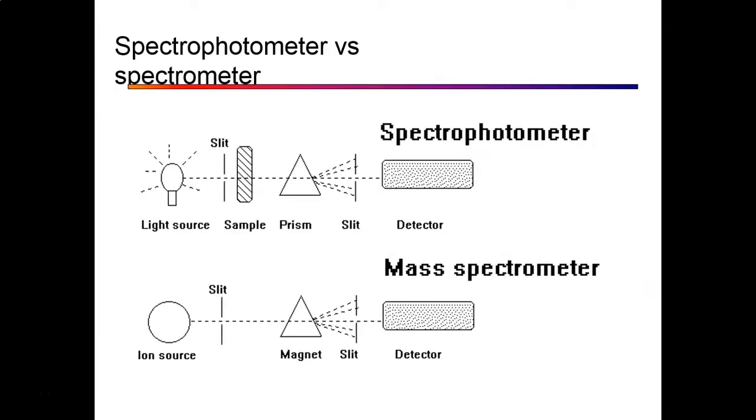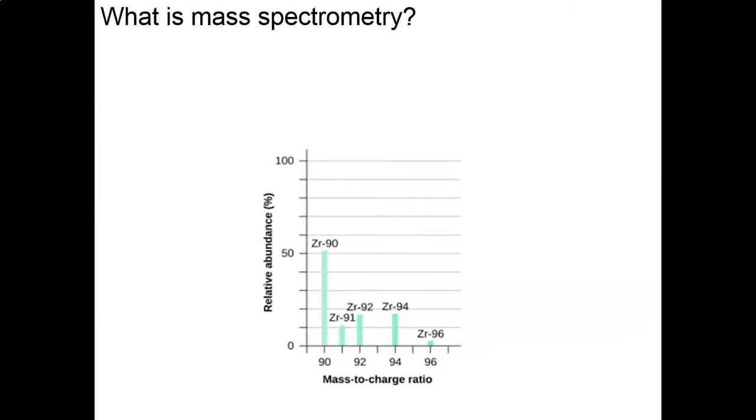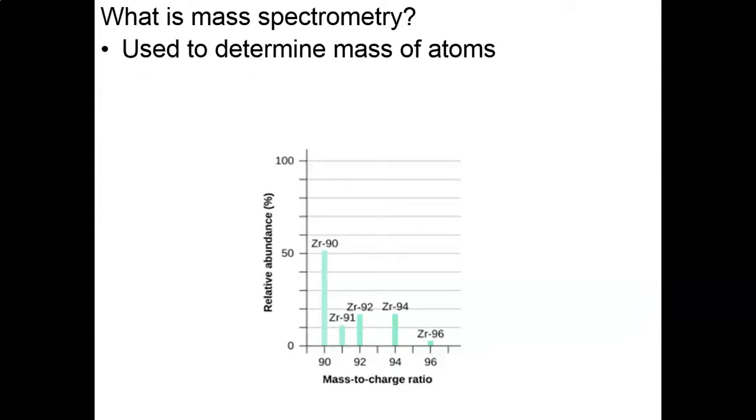All right, mass spectrometry. We're going to talk about mass spectrometry and also spectrophotometry together. A mass spectrometer is basically an instrument that analyzes an element sample and identifies all its isotopes. That's basically all it does. Used to determine the mass of atoms. So zirconium has 1, 2, 3, 4, 5 different isotopes. So that's what mass spectrometry allows you to do, is figure out all the isotopes.